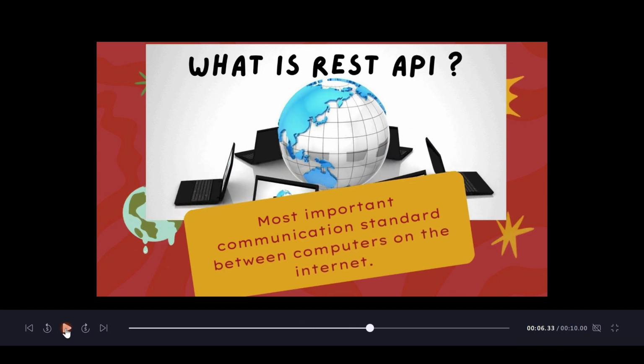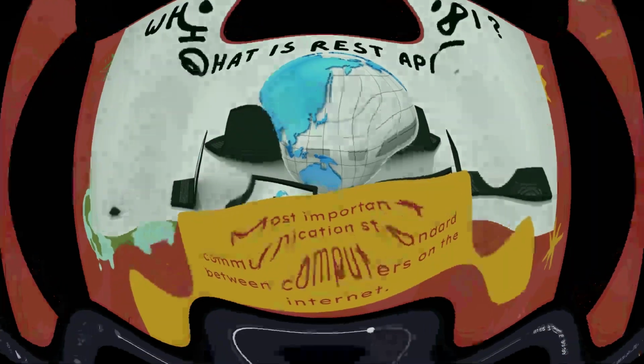REST is a specific architectural style for designing a network application, and REST stands for representational state transfer and was created by computer scientist Roy Fielding. So what is the meaning of REST? What is the full form?